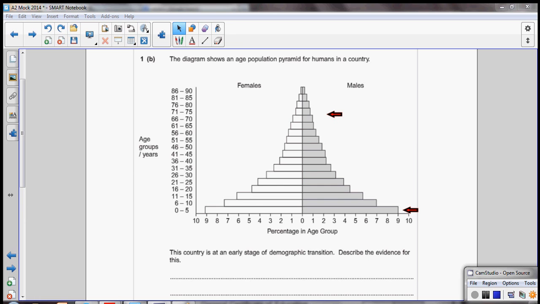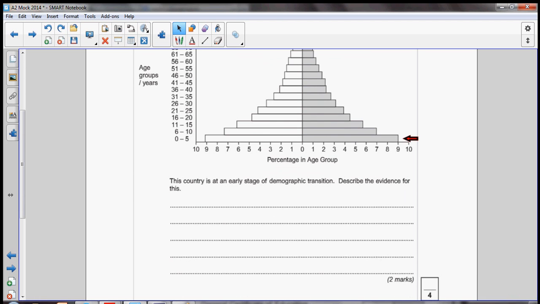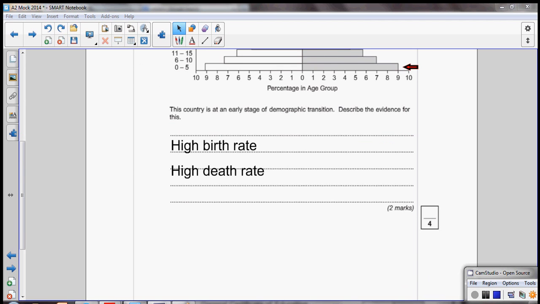Moving further down, our question states that the country is at a very early stage of a demographic transition, and it wants the evidence for this. So the answer we're going to want for this question is going to relate to the high birth rate and high death rate that we've just identified from our pyramid. So this is what we'll be looking to put down, and it must be high birth rate and high death rate. You've got to use those words, rate.